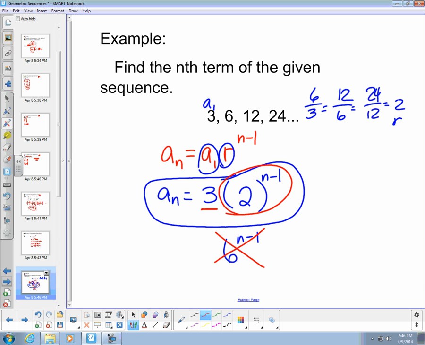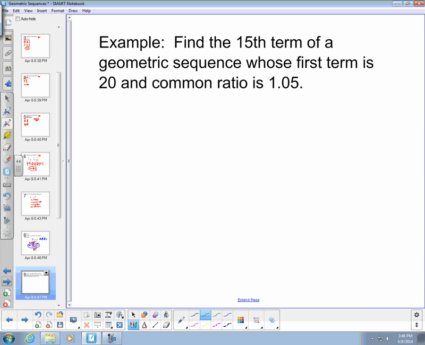Okay, let's look at a little bit different example. We're going to this time find a specific term, the 15th term of the geometric sequence whose first term is 20 and common ratio is 1.05. So if the first term is 20, that's our a sub 1. The common ratio, 1.05, that's our r. And the 15 is the number of the term we're looking for, so that's our n.